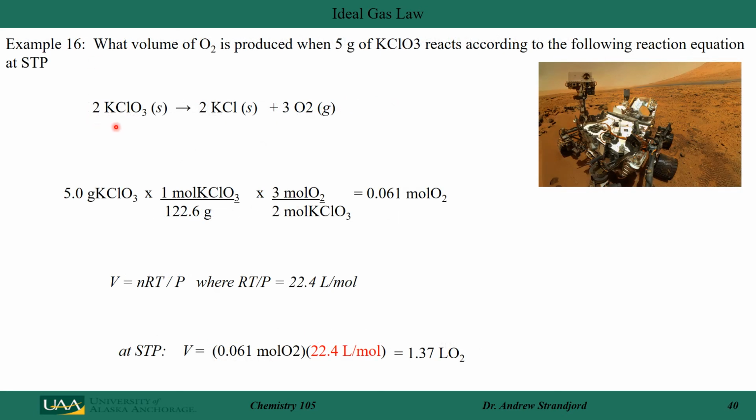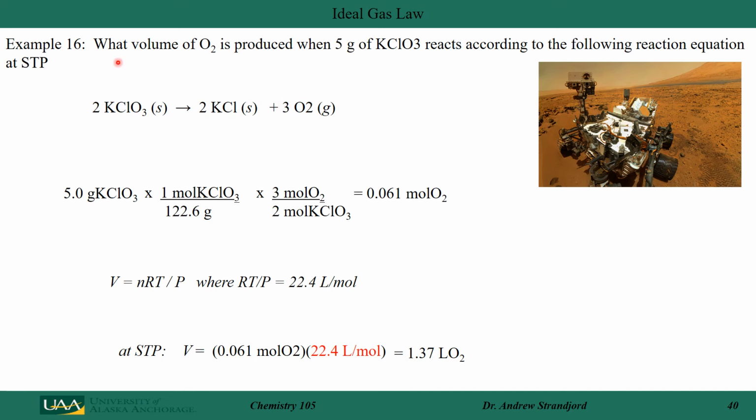Here's another very interesting reaction. If I take potassium chlorate and I decompose it to form potassium chloride, I can generate 3 moles of oxygen. That's one of the experiments that the Mars rover is actually conducting. They're looking for this potassium chlorate because we can generate oxygen gas with it, which we can breathe, but we can also use it as a fuel to return spaceships back to Earth.